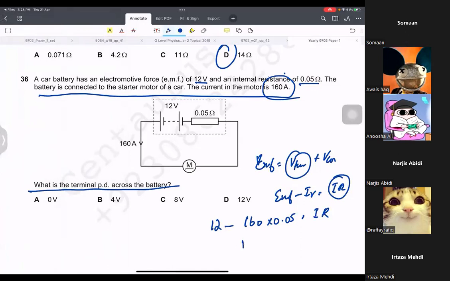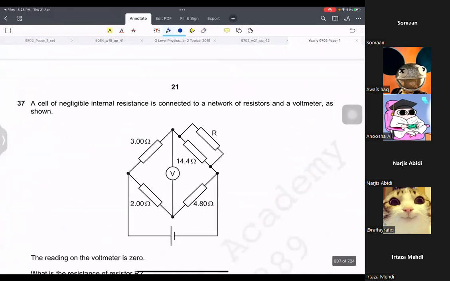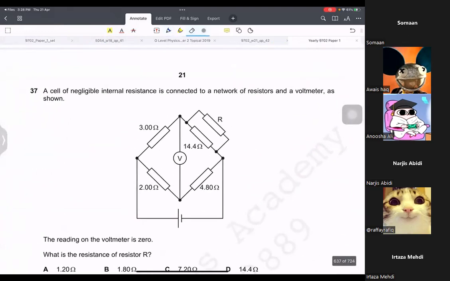That has to be 4 volts then. Yep, this is pretty simple. Okay, then this circuit. Wow.